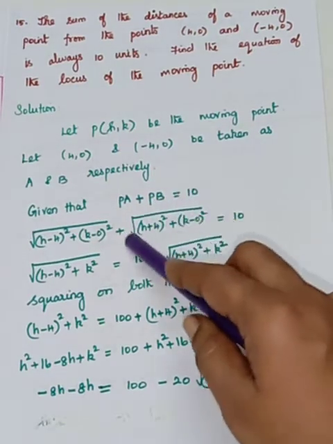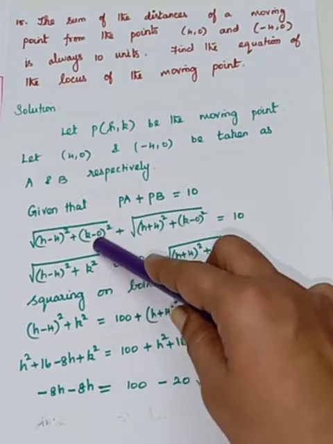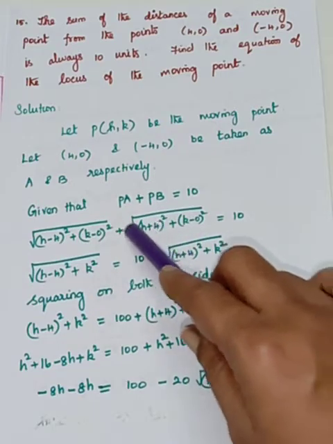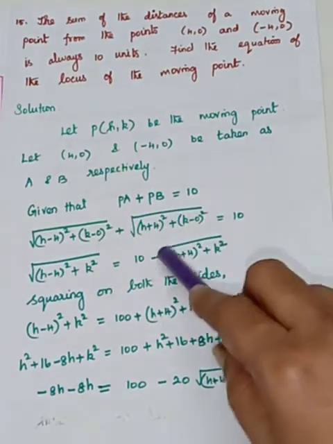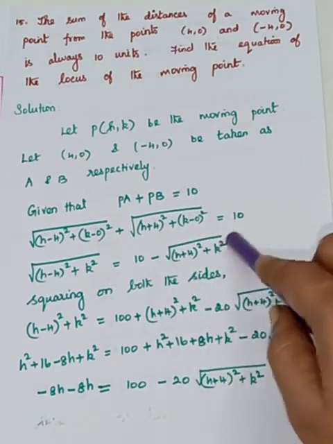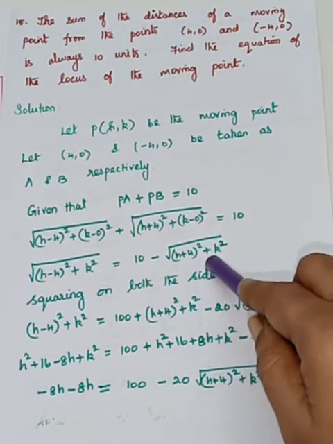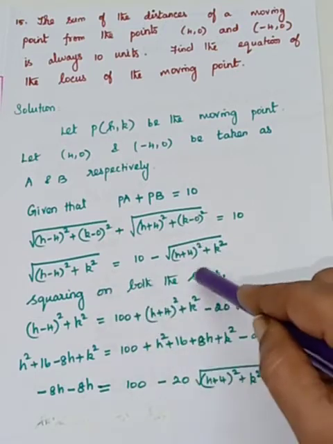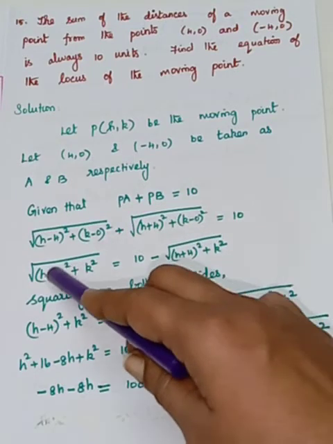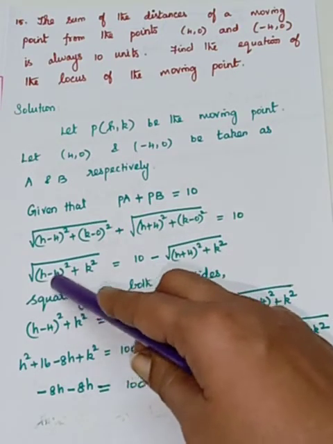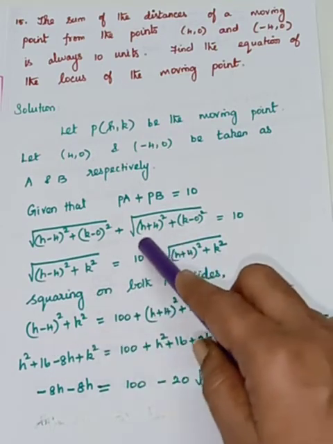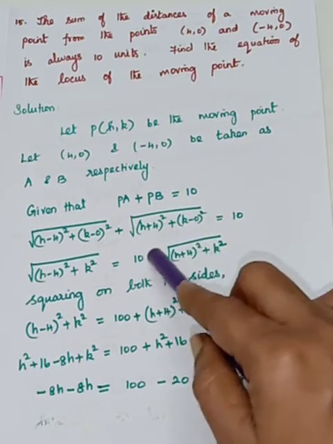So K minus 0 is K, so it is K squared here. Bring the second term to the other side. So it is 10 minus square root of H plus 4 the whole square plus K square. So both the sides you are having square root. So squaring on both the sides, if you square, it is H minus 4 the whole square plus K square. So here you are having two terms in between with minus.